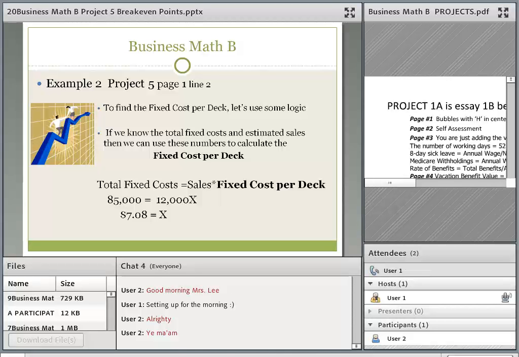Okay, we're going to do another example on this same page. Project 5, it's also page 1. We're going to look at the second line. Now, in this one, we're actually looking at fixed cost per deck. So we're going to use some logic here. We know the total fixed cost for all of them, and we know the number of sales. So we want to use those two numbers to calculate what we think our fixed cost per deck is. And you think of what you would do for that? Any ideas?